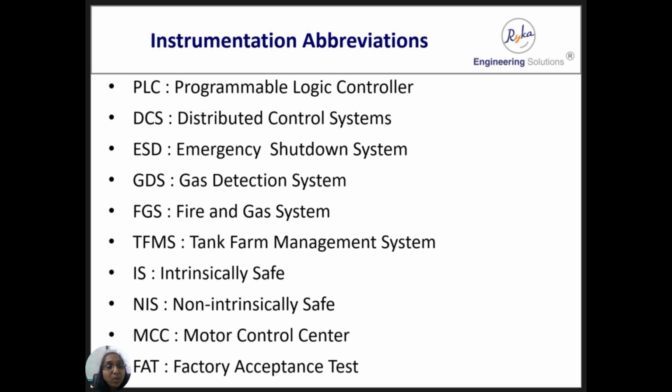PLC, DCS, you may know. PLC is programmable logic controller. Distributed control system is DCS. ESD is emergency shutdown system. GDS is gas detection system, and FGS is fire and gas system.